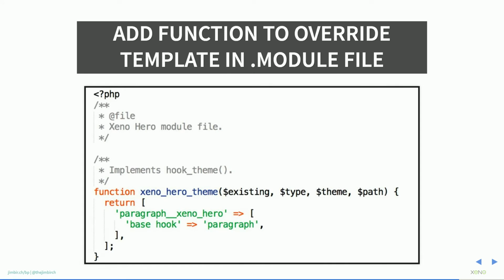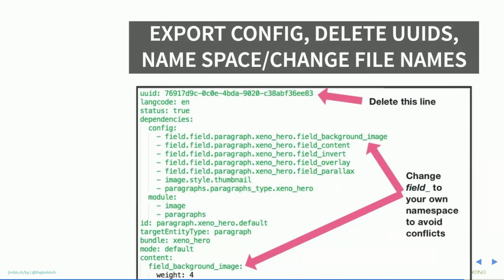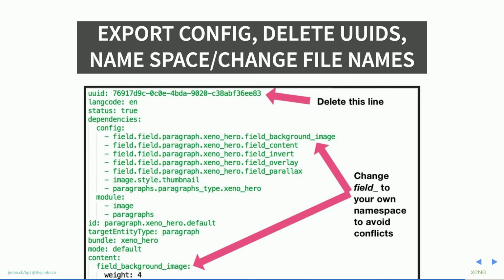This is what that function looks like. So it has the module name, Xeno Hero, and then theme. It's like a hook theme is what the function is. And we say if you see paragraphs Xeno Hero, use this template. Look over here for this template. Simple as that. And then here's what the config file looks like.